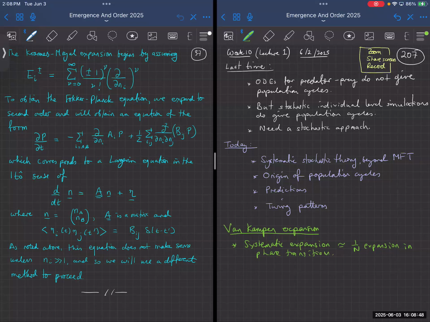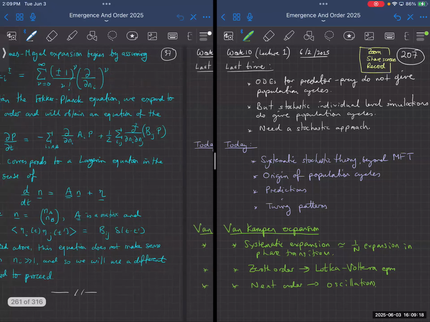Okay, so it's a systematic expansion. What I'm going to show you is that the 0th order gives you the Lotka-Volterra equations that we talked about last time. And then when you go beyond 0th order, so the next order, that gives you the oscillations, the population cycles, and I'm going to show you exactly how they arise in this description.